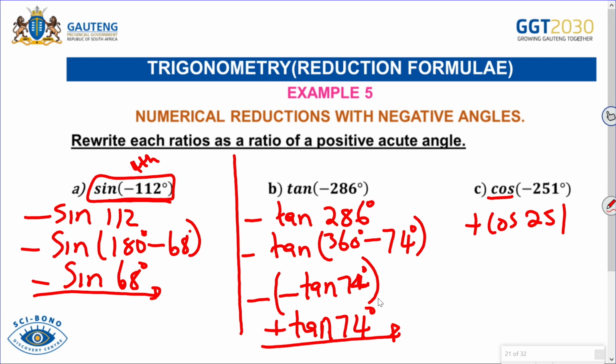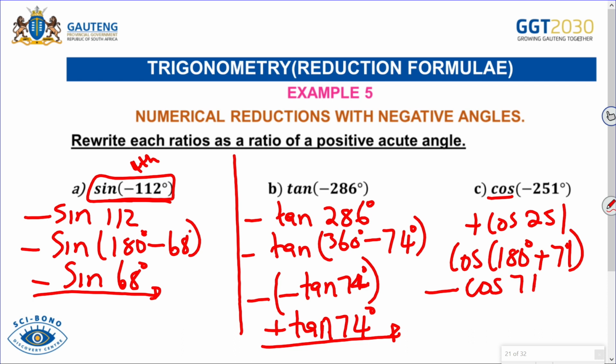So in quadrant 3 you'll get cos of 180 degrees plus 71, you will get your 251. So 180 plus an angle is in the third quadrant, and in the third quadrant cos is going to be negative, then it's 71 degrees, right?